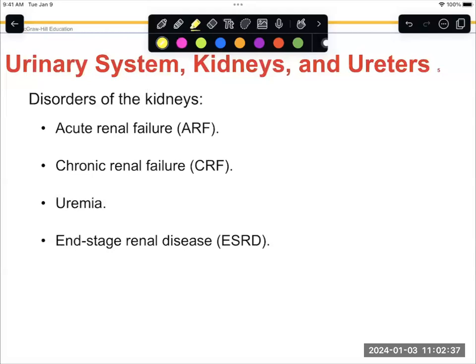Uremia is a complex of symptoms resulting from excess nitrogenous waste products in the blood, as seen in renal failure. Then end-stage renal disease. Those kidneys are functioning at less than 10% of capacity. Dialysis and/or kidney transplant is needed. Dialysis is a machine that filters blood and gets rid of waste products like our kidneys do, but it's a machine that does it instead.